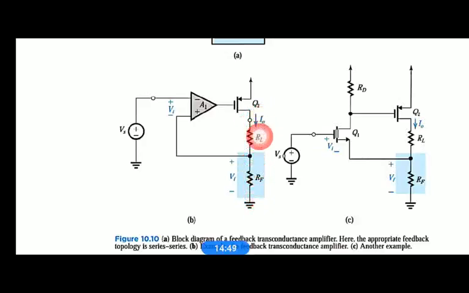I0 is flowing through RL as well as RF, so I0 increasing also increases the current through RF. Since the current through RF increases, the voltage across RF increases, which is the feedback voltage VF, which is fed back to the inverting terminal here. It clearly shows that Vs minus Vf is Vi.